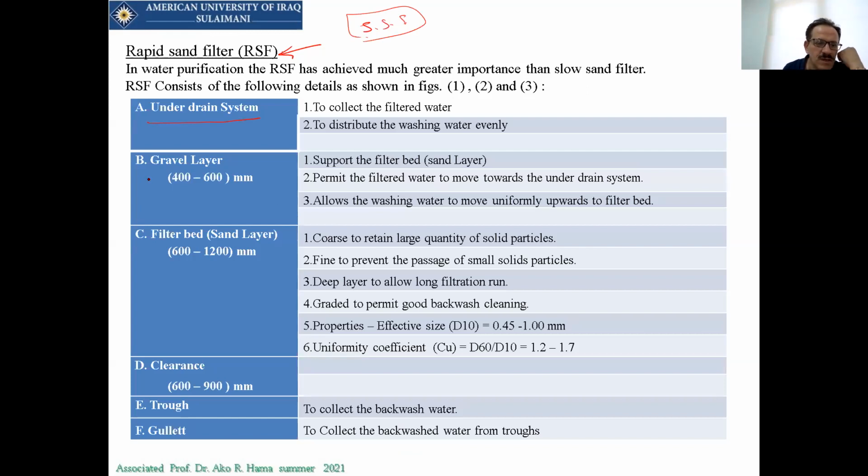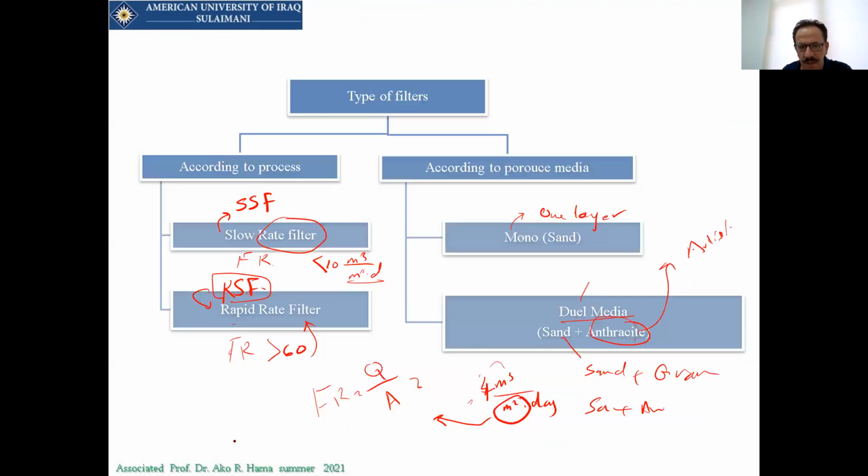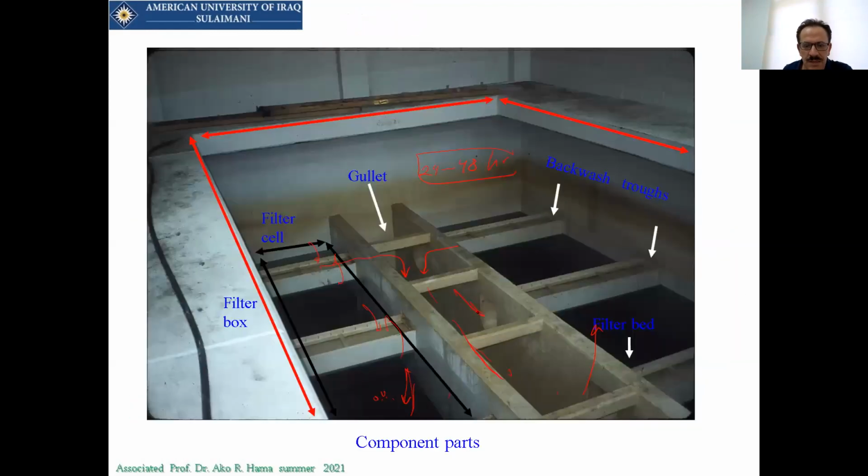Back to what we have. The gravel layer will be between 40 to 60. The sand layer will be 60 to 120. And then we need water of about 1 meter. Then there will be a trough, and these channels, as I told you, are used to collect the backwashed water. And last thing, the gullet. This is the gullet. All the troughs will dispose their waste into this gullet.